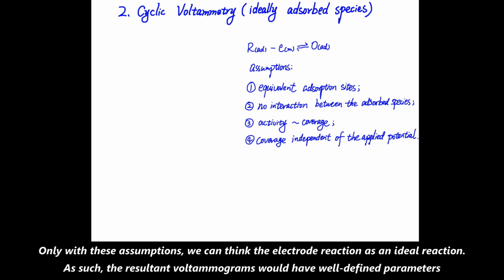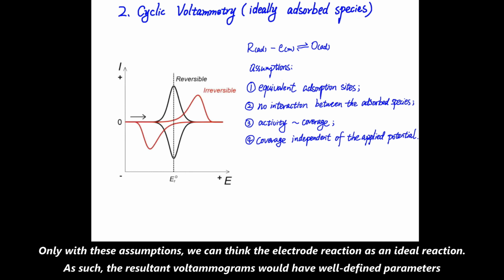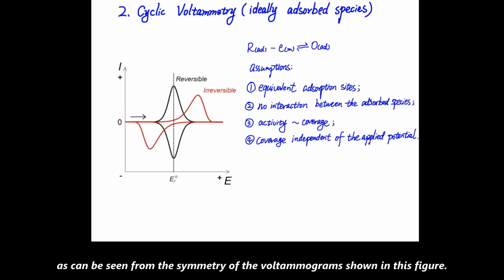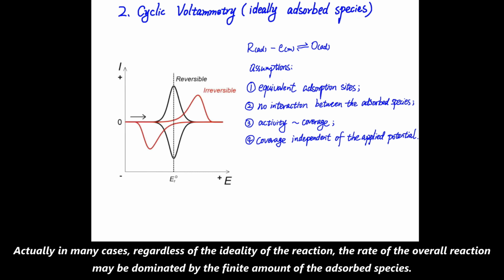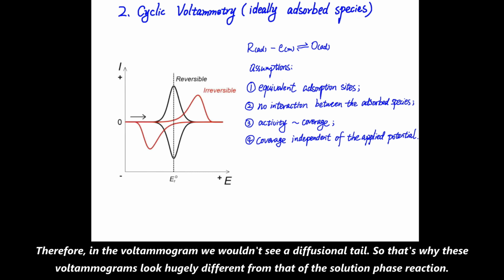As such, the resultant voltammogram would have well-defined parameters, as can be seen from the symmetry of the voltammograms shown in this figure. Actually, in many cases, regardless of the ideality of the reaction, the rate of the overall reaction may be dominated by the finite amount of the adsorbed species, and therefore in the voltammogram we wouldn't see a diffusional tail. So that's why these voltammograms look hugely different from that of the solution phase reaction.